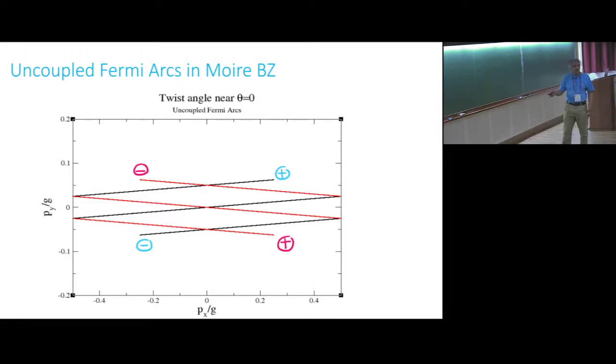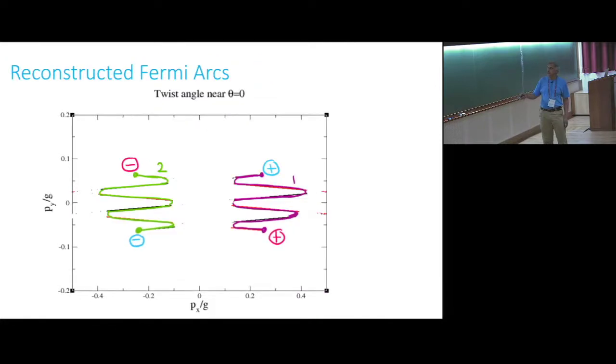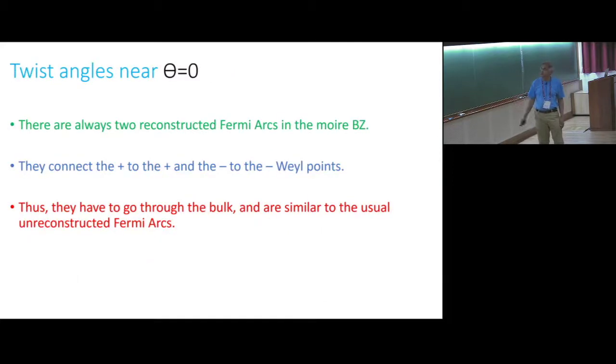And now what you do is you just replace every crossing by an avoided crossing. And if you pay attention to what the directions of the velocities are and so on, you will find this. Once again, the plus is connected to the plus, the minus is connected to the minus. There's some snaky path that goes between them. But regardless, it looks pretty much the same as two arcs at 90 degrees to each other. It's just that the actual path of this Fermi arc in the Brillouin zone is different. Okay, but the physics is all the same as that of the unreconstructed Fermi arcs. Okay?